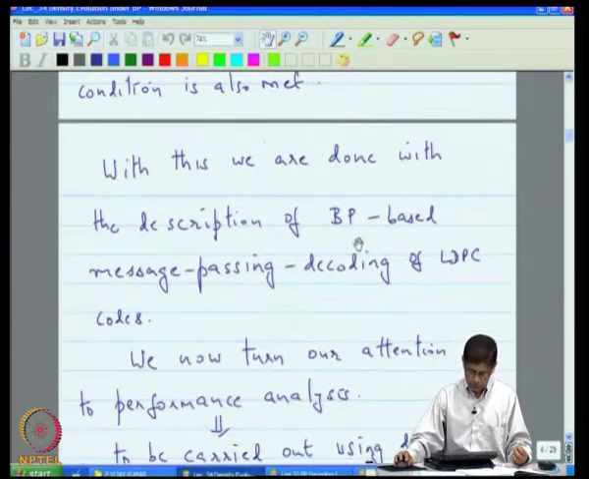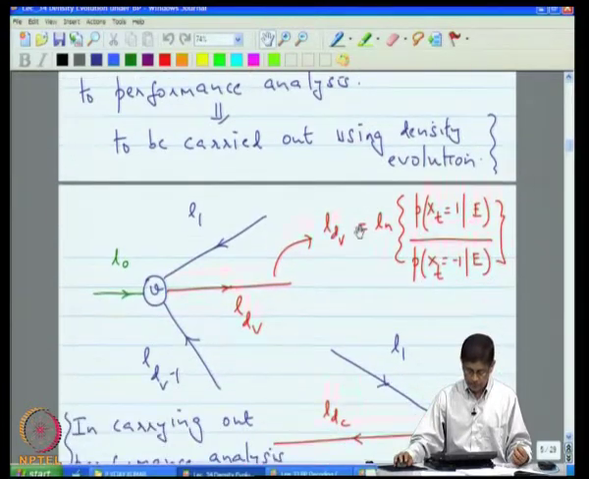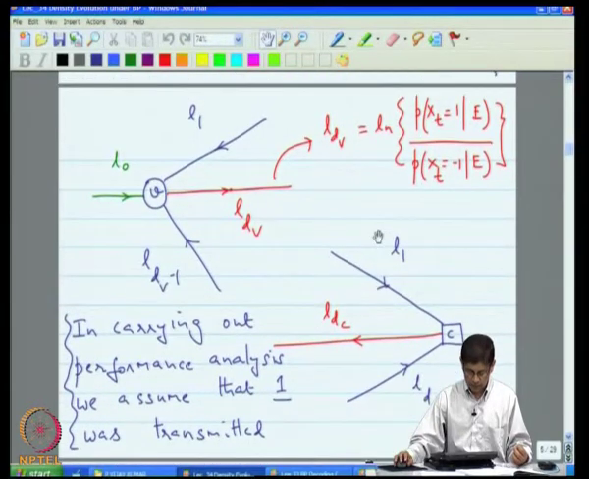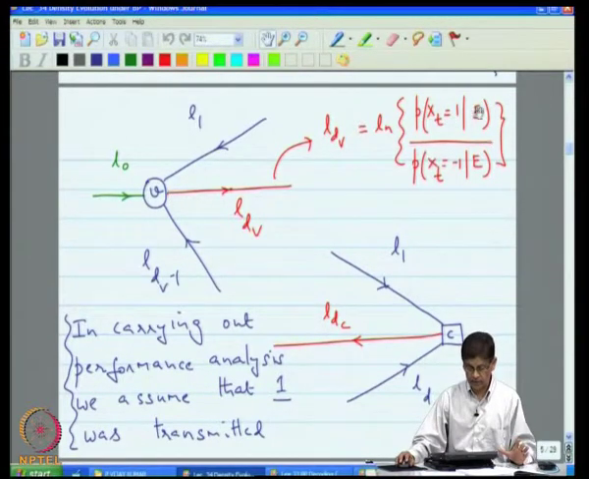Now we are interested in performance analysis. So what does that mean? We want to interpret each message as an indication of whether the corresponding variable is a 1 or a 0, in terms of plus or minus 1, whether it is a 1 or a minus 1. The plus 1 in the plus minus 1 domain corresponds to 0 in the 0-1 domain, as you know. And we assume that the all-1 codeword was transmitted in the plus minus 1 domain.